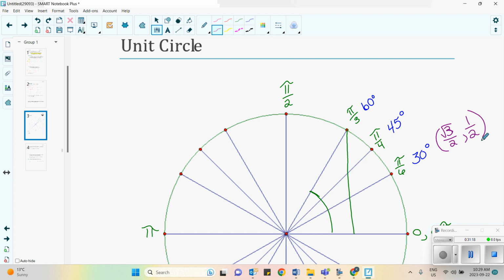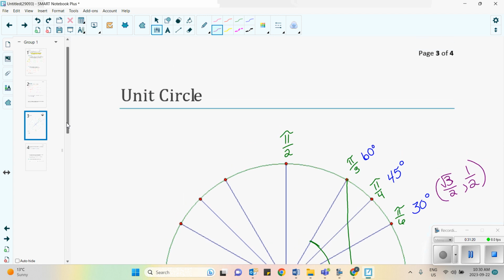Okay, these are the numbers you guys need to remember. Root 3 over 2. That's supposed to be, I said root 3 and then I wrote 2. Root 3 over 2, 1/2, 1 over root 2. Those are what you need to remember for the unit circle.